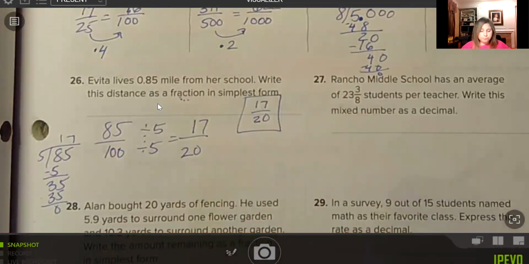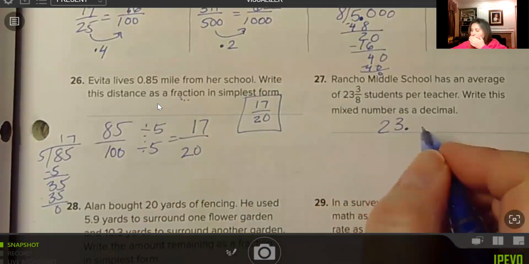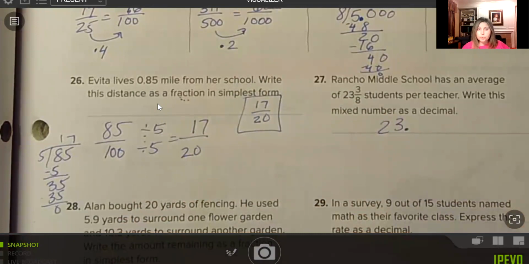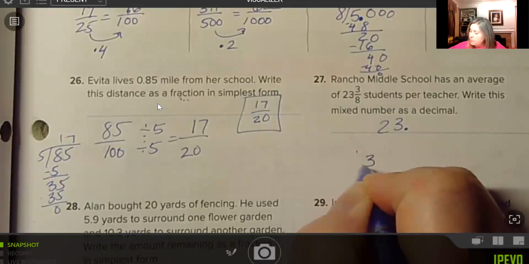Number 27. Rancho Middle School has an average of 23 3/8 students per teacher. Write this mixed number as a decimal. So we have 23 3/8. We'll just write the 23 point for the whole number, and then we just need to write the decimal. So 3/8, I'm going to use division for that.